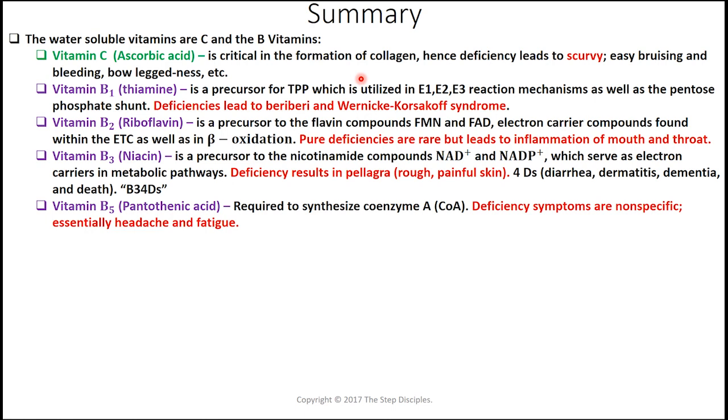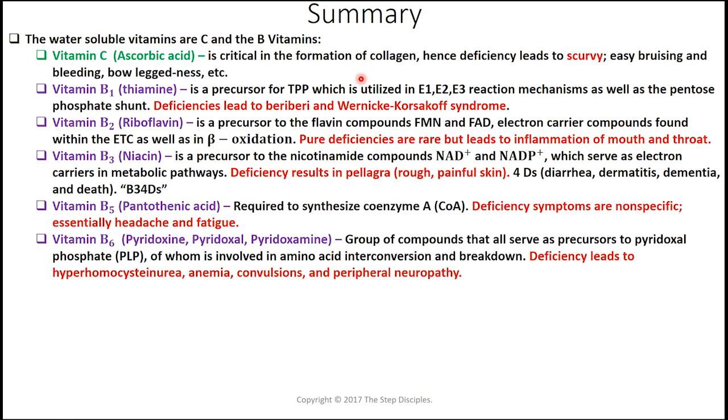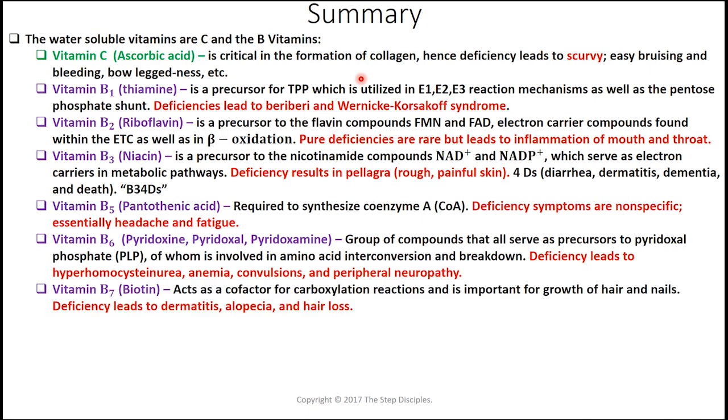Vitamin B5, or pantothenic acid, is required to synthesize coenzyme A, and deficiency symptoms are non-specific, but essentially are headache and fatigue. Vitamin B6 is pyridoxine, pyridoxal, and pyridoxamine. It's a group of compounds that all serve as precursors to pyridoxal phosphate, or PLP, which is involved in amino acid interconversion and breakdown. Deficiency leads to hyperhomocysteinuria, anemia, convulsions, and peripheral neuropathy. And it's also important to remember that a loss of vitamin B6 or PLP will make all amino acids essential. You will no longer be able to synthesize amino acids on your own.